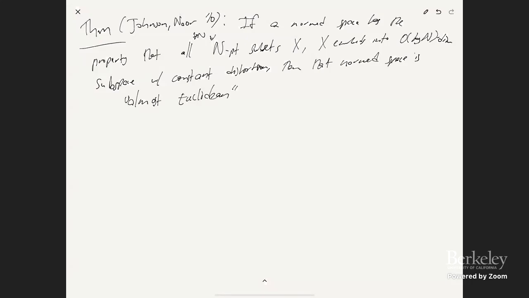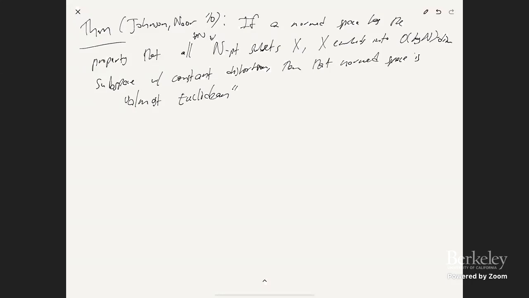And what is almost Euclidean in their theorem? I didn't state the full theorem, so you could say this is a high-level version of it. What does almost Euclidean mean? It means that any finite dimensional subspace of that norm space, let's say any k-dimensional subspace, embeds into Euclidean space with low distortion. Specifically, the distortion that they proved was something like 2 to the 2 to the log star k, but it's some slow growing function of k.